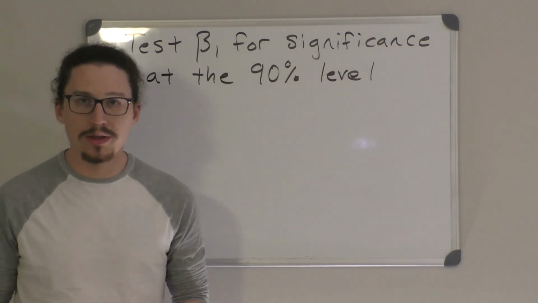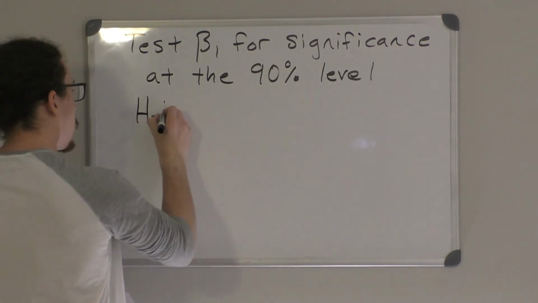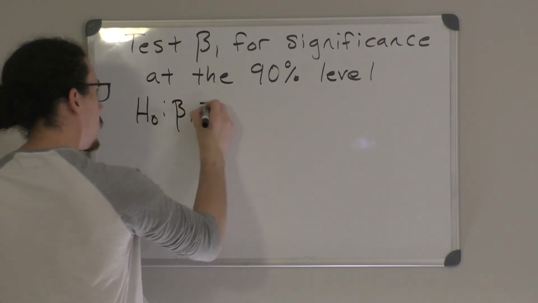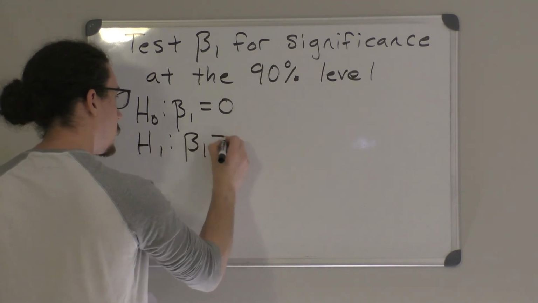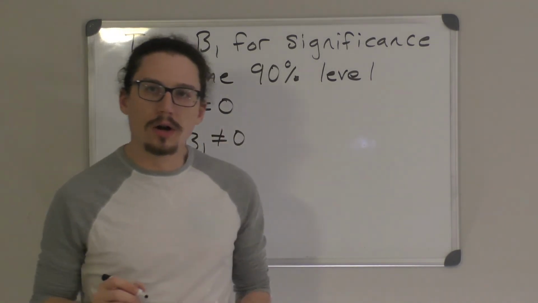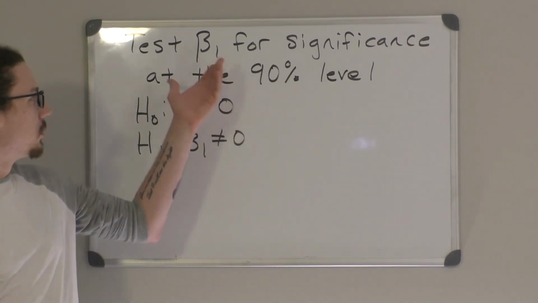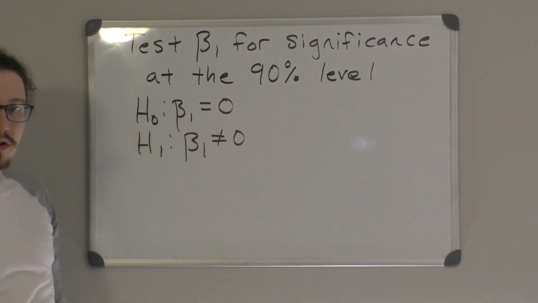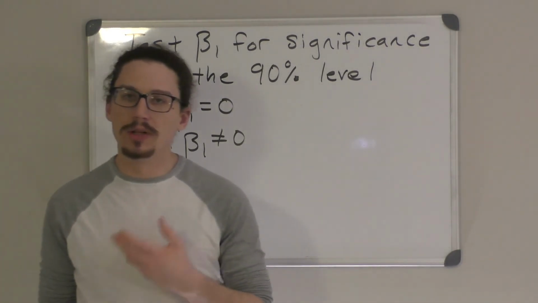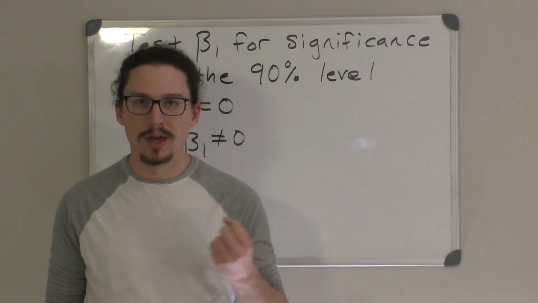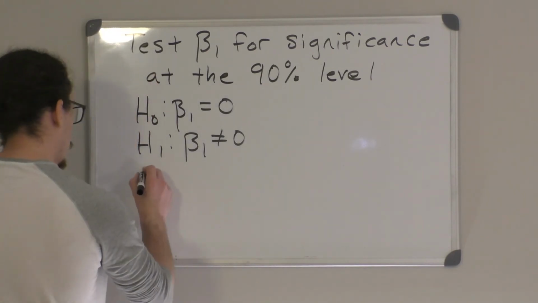Of course, we're going to start with our null and alternative hypotheses. Our hypotheses should be relatively easy. We know what we're testing, it's beta 1, so that's what needs to go first. And then we know it's a test of significance, that's a two-tailed test with 0 as the arbitrary constant. So we have that.